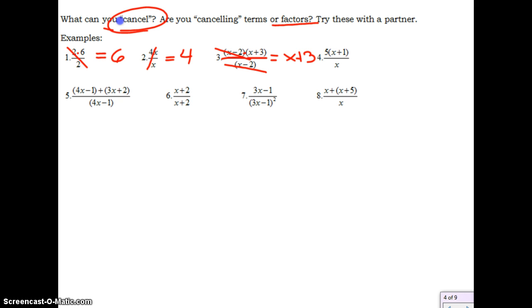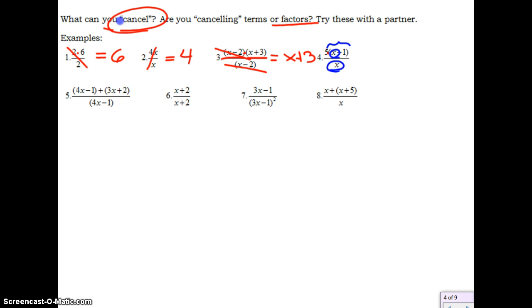In number 4, you notice that I have 5 times x plus 1, and then I'm dividing by x. If you look at where the x is, though, this x is in the denominator, and this x is inside the parentheses. So it is not a factor by itself because it's adding to the 1. So I can't cross those out because they're not factors. X is not a factor when it's inside the parentheses with the 1. X plus 1 as a whole is the factor, but x by itself is not.